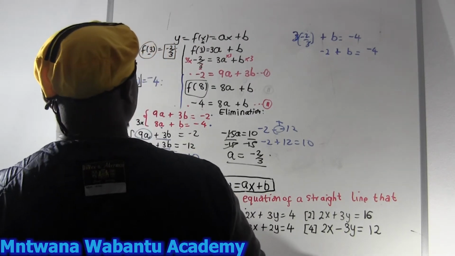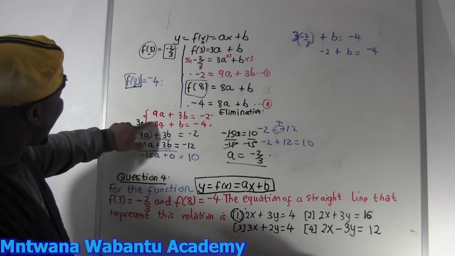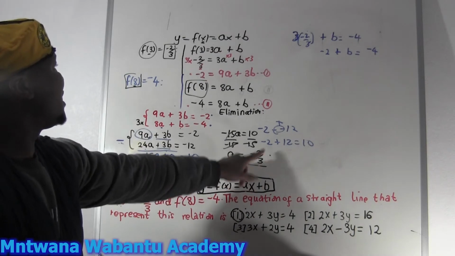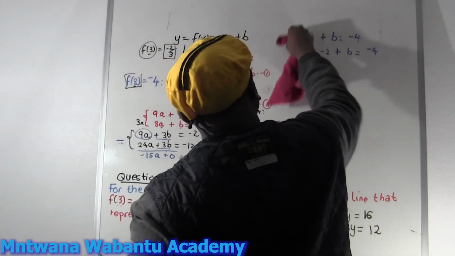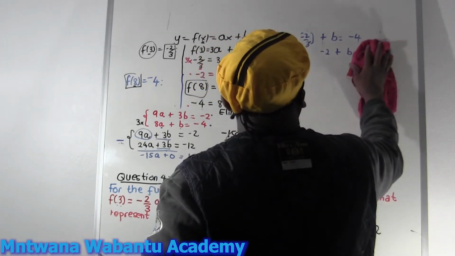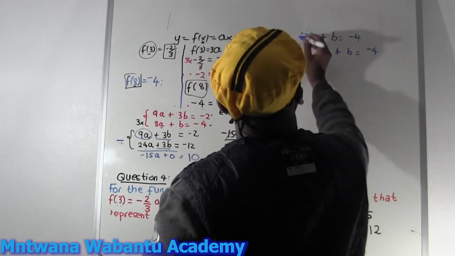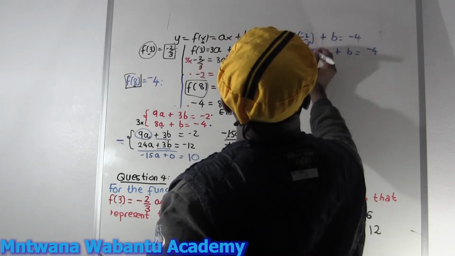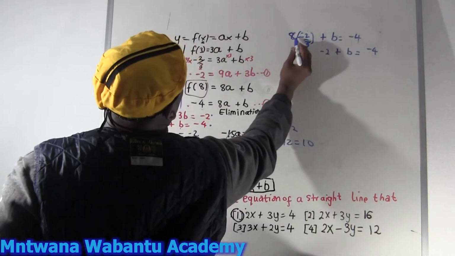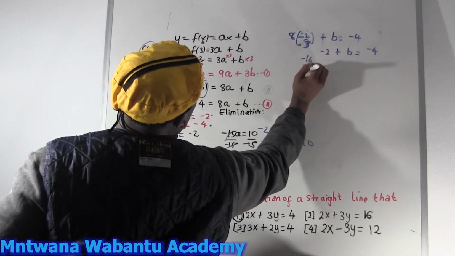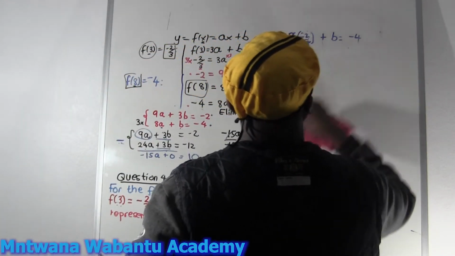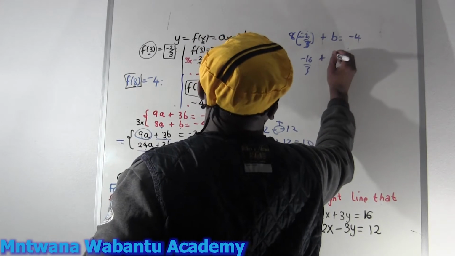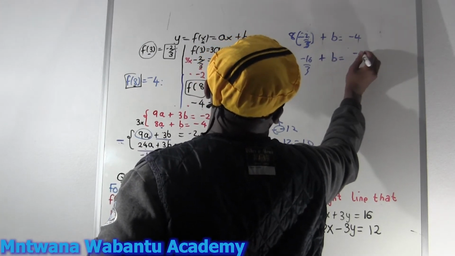No, I'm going to reset. 8 times a equal to -2/3, -2 is 8, not say 3. So this is 8, okay, over 3, right? So now this and this is going to be -16/3. So that was wrong here. This was wrong, apologies. Plus b equal to -4.